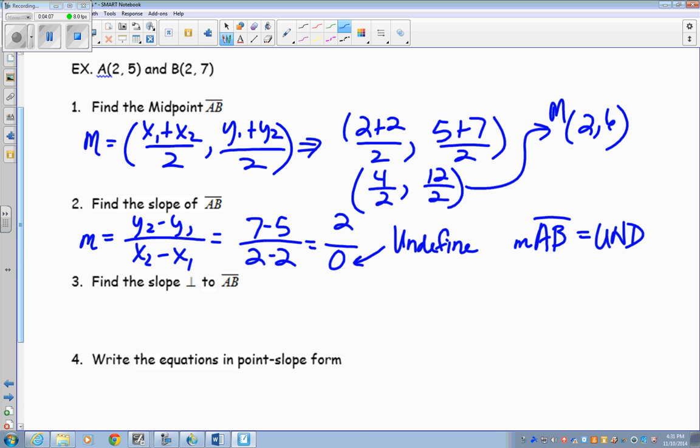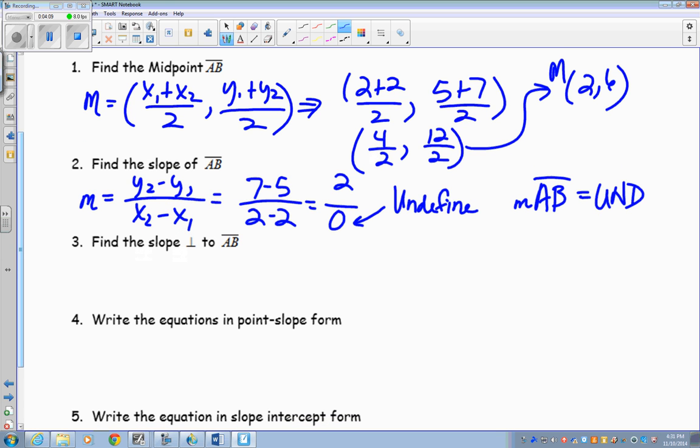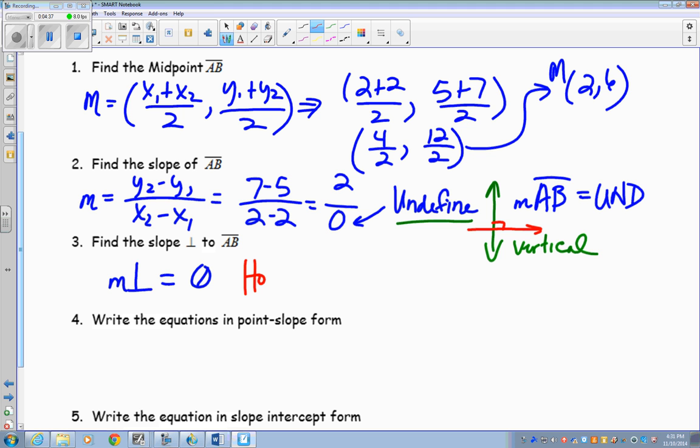The third step will be to find the perpendicular slope. Since I already know the slope is undefined, the perpendicular slope would be 0. Basically, since we have an undefined slope, that means the line would have to be vertical. Okay, this is a vertical line. Well, if I want to do perpendicular to that line, that would have to be a horizontal line, which would mean it would have a 0 slope.